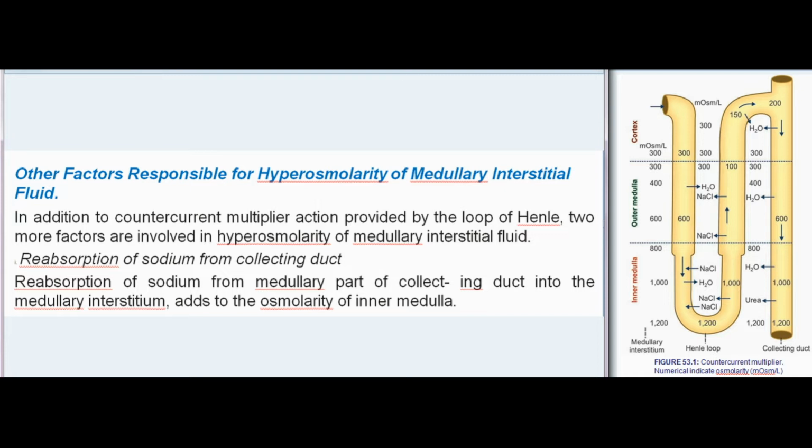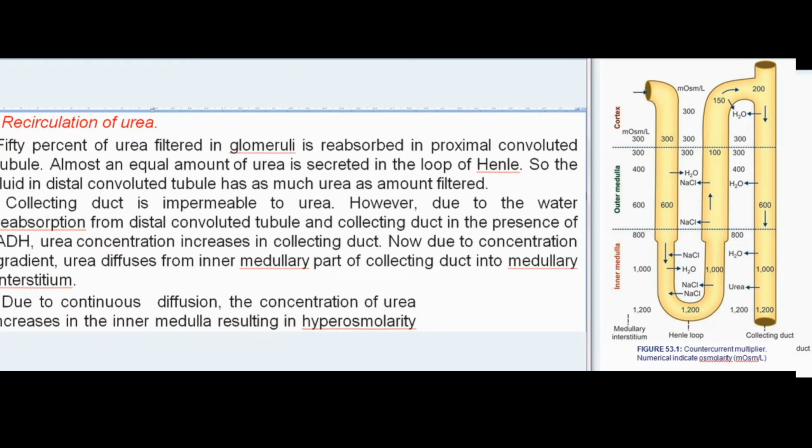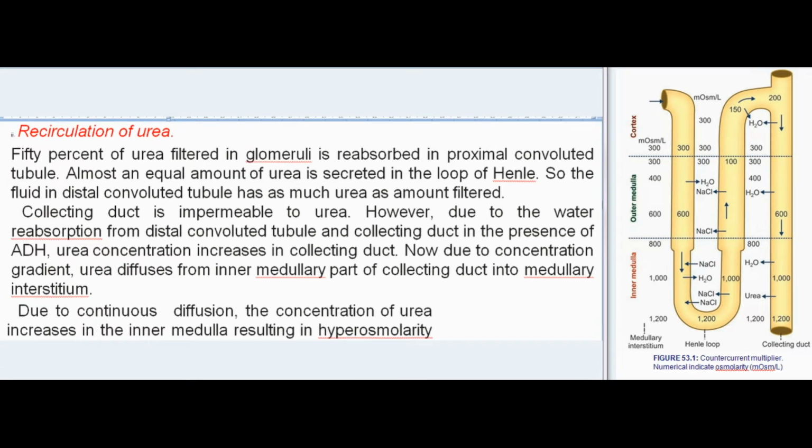Other factors responsible for hyperosmolarity of medullary interstitial fluid. In addition to the countercurrent multiplier action provided by the loop of Henle, two more factors are involved. First, reabsorption of sodium from the medullary part of the collecting duct into the medullary interstitium adds to the osmolarity of the inner medulla. Second, recirculation of urea. 50% of urea filtered in glomeruli is reabsorbed in the proximal convoluted tubule. Almost an equal amount of urea is secreted in the loop of Henle. So the fluid in the distal convoluted tubule has as much urea as the amount filtered.